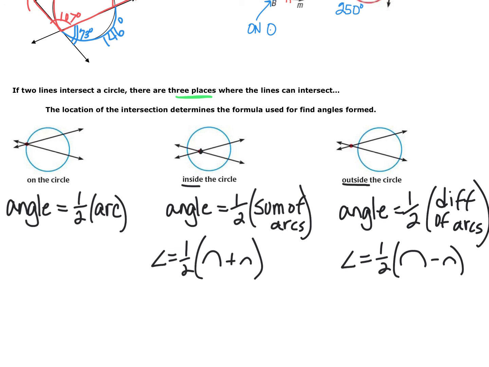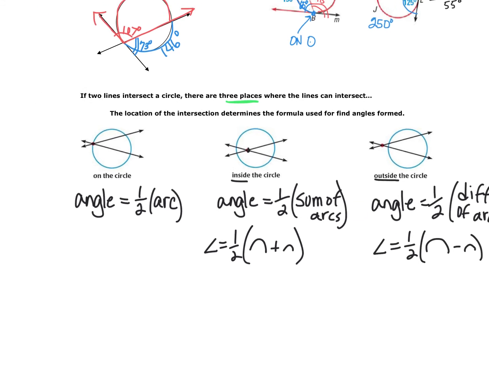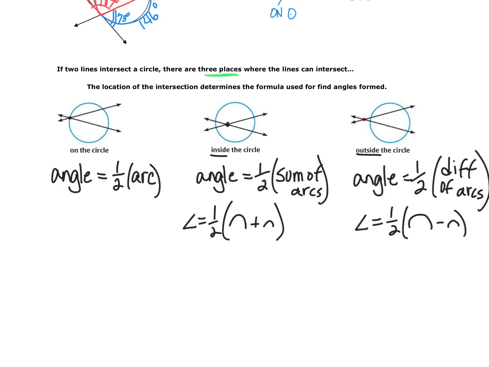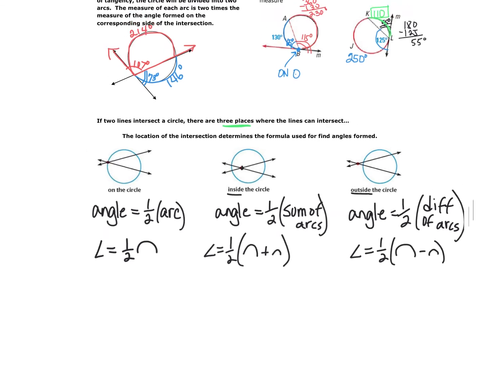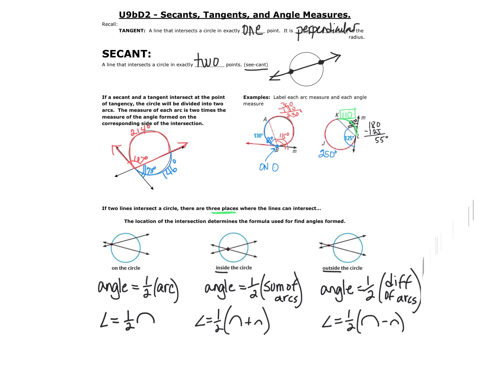And there's usually a big arc and a small arc. And then on the circle, which is also with inscribed angles, we have angle is equal to half of one arc. So these are the formulas that we're going to use. Watch the next video for example problems.